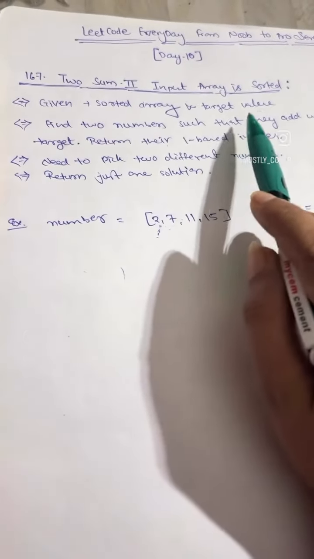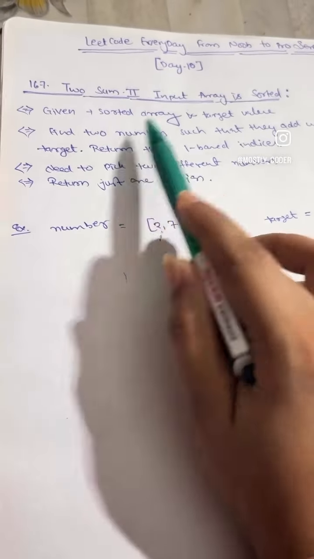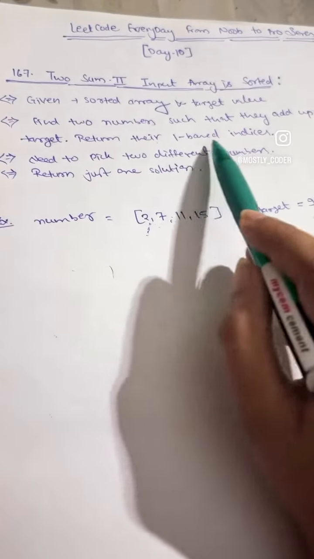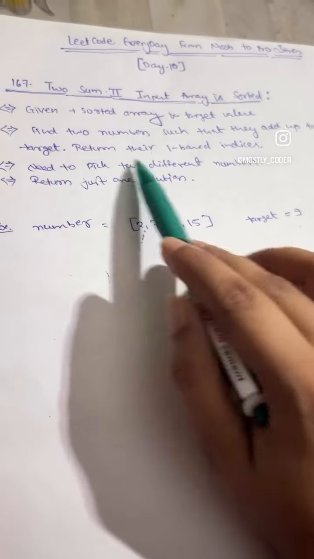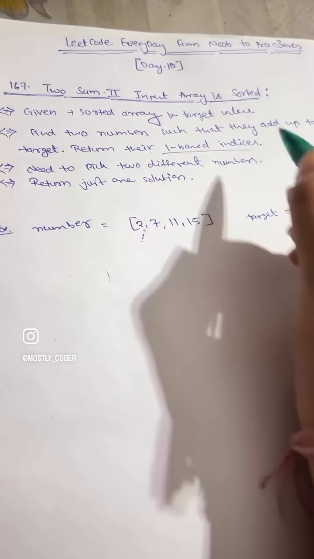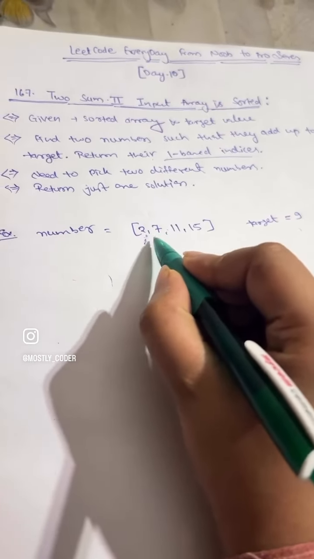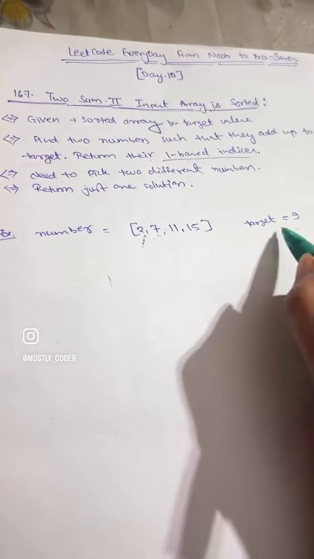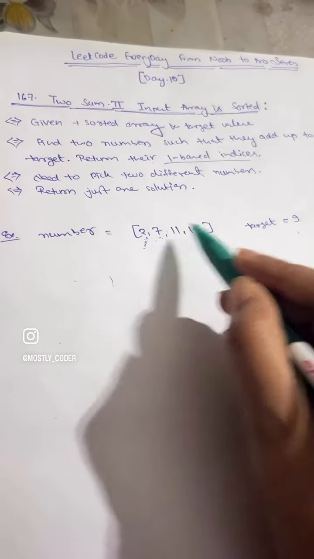Given a sorted array and a target value. Okay, we have been given a sorted array. Second point is that we need to find two numbers such that they add up to the target. Return their one-based indices. Return their one-based indices means that suppose we add these two values, 2 and 7, and the target is 9, so 2 plus 7 is equal to 9, right?